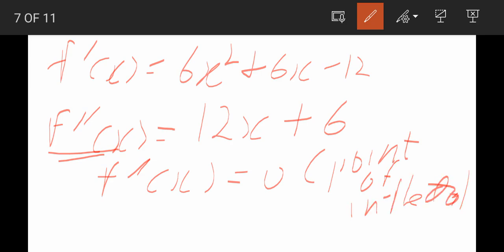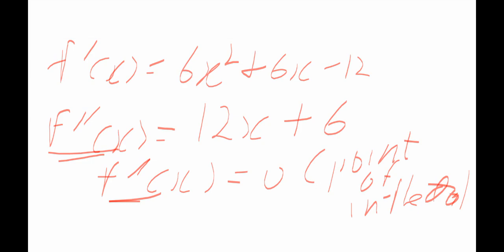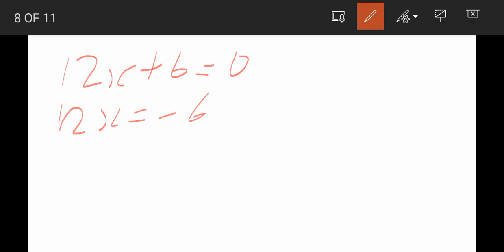So always note that when we are looking for the point of inflection, we equate the second derivative to 0, right? So what do we have now? We have 12x plus 6 equal to 0. Then 12x is equal to negative 6, divided by 12, x is equal to negative half, right?